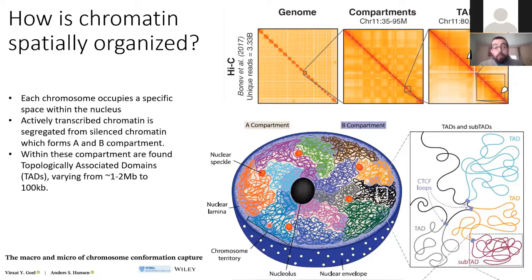And then within these compartments are found what we call topologically associated domains, or TADs, which are segments of your DNA of about 100 kilobase pairs to 1 to 2 million base pairs that interact more strongly with themselves than with what's around them. So how do TADs form, and what is the function of TADs?